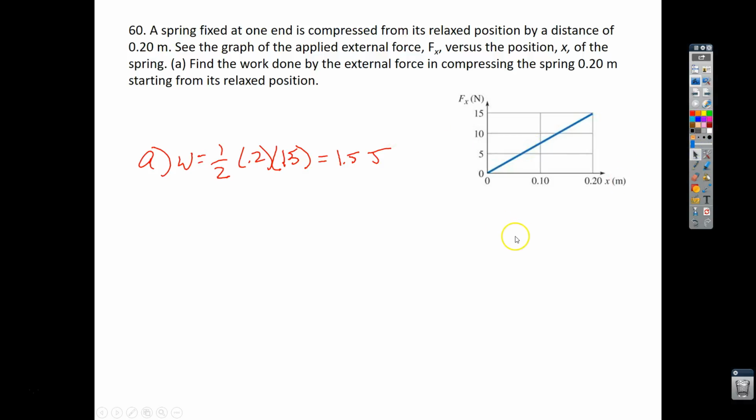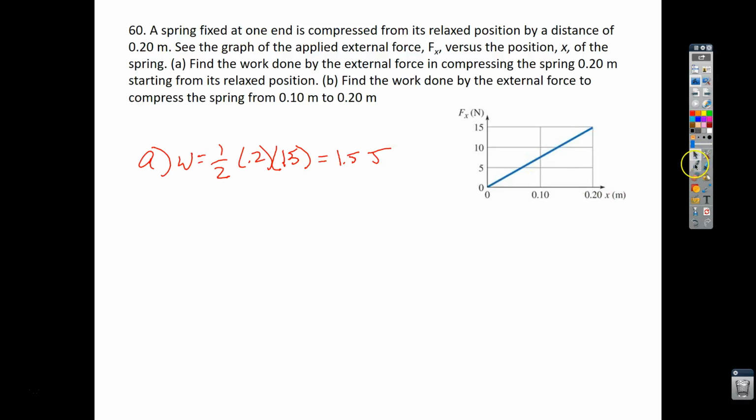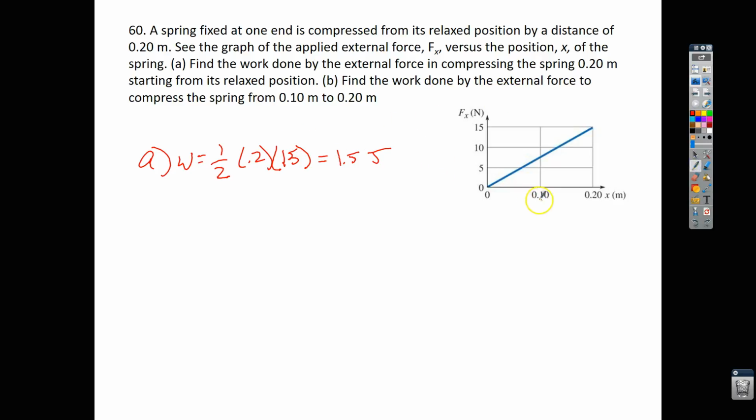For the next one, for letter B, they want us to find the work done by the external force when it goes from 0.1 to that 0.2. And so we'll just take our whole area here, and then we'll just subtract off this little tiny triangle. So to do that in a couple steps here, W is equal to 1/2 of 0.2 times 15. That's what we did above. And now we're going to subtract off this little triangle here.